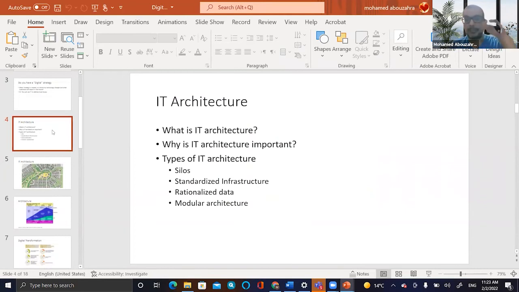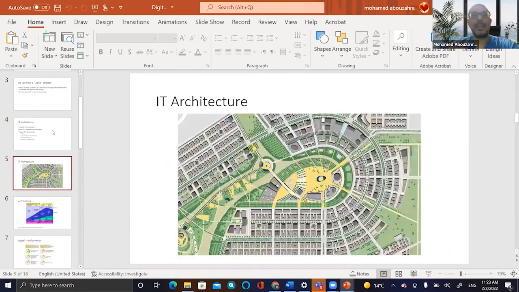Right. So what is the link between strategy and IT in a company? The link is something called IT architecture. So what is IT architecture and why is it important? This is an architecture of a city. It shows where the buildings are, where the infrastructure in the city is, the roads, parks, and so on. So it's an organization of the facilities and the buildings in the city.